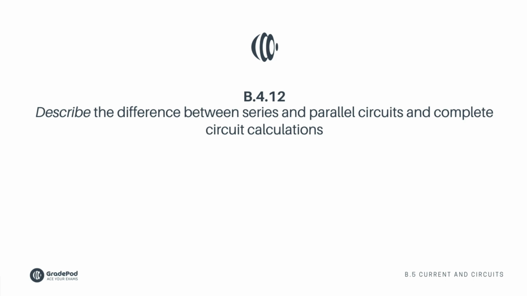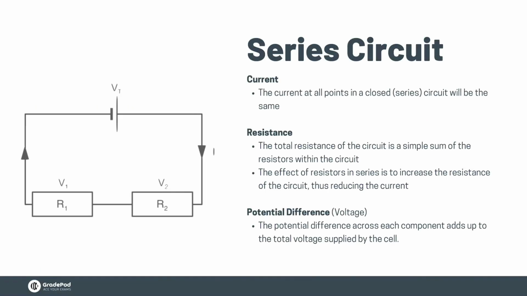The learning objective is to describe the difference between parallel and series circuits. Let's start with a series circuit because that's super simple. There are 3 things that we want to identify inside a series circuit and find out what the rules are. The first element that I'm interested in is the current. What's the rule for the current inside a series circuit?